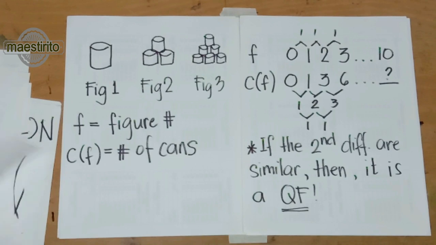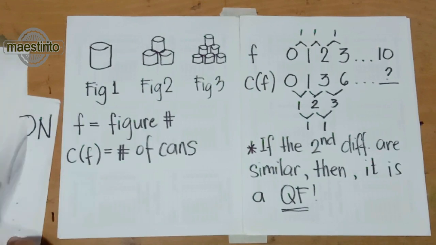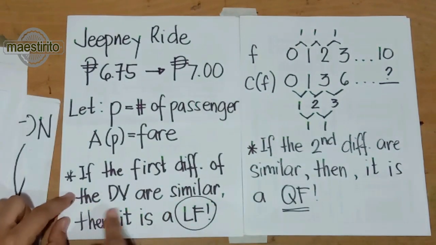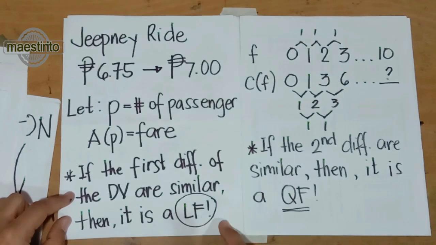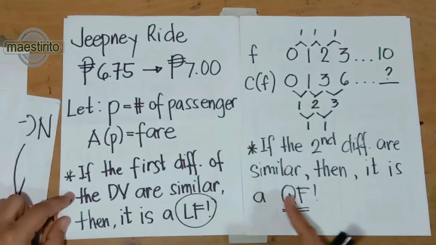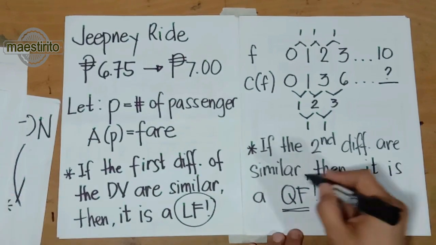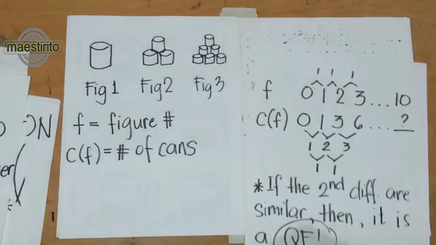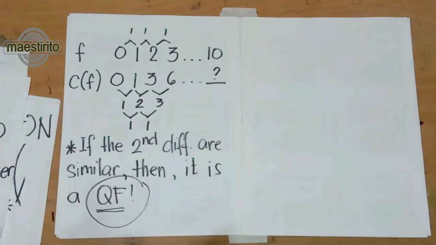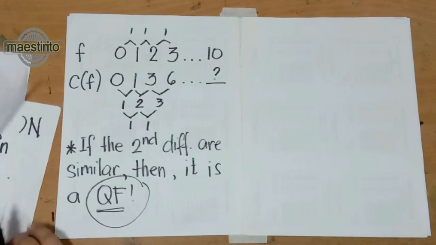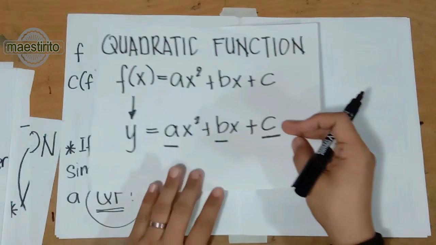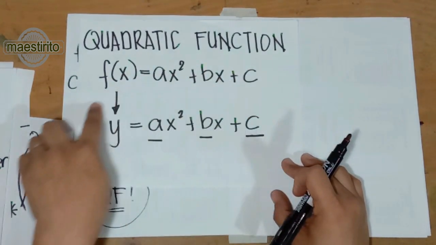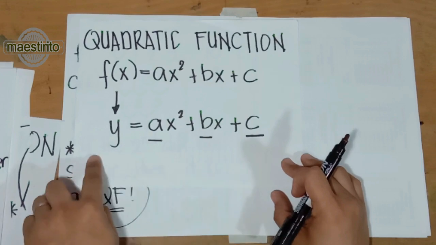So again, let us look back. If the first differences of the dependent variable are similar, then it is a linear function. But if the second differences are similar, then it will be a quadratic function. Let me encircle that. Okay? So, for a quadratic function, we must follow this one. Again, for a quadratic function, we will be having this pattern here, this model, this function, this equation.